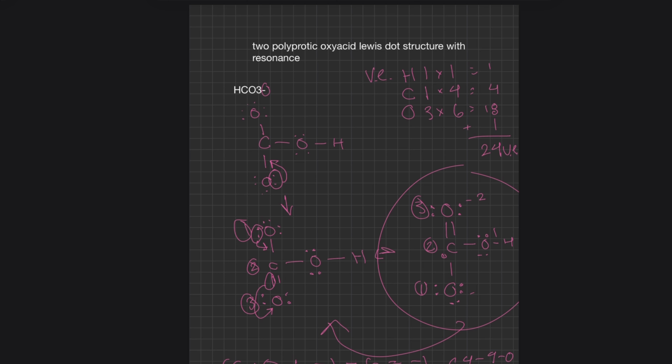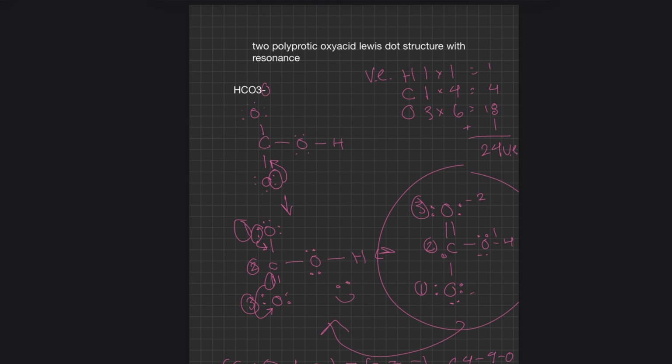That C would be 4 minus 3 minus 0, so 1. All right, so this would be its best, most happiest state, where it's at its best. This is the most we can do with resonance for HCO3 negative.